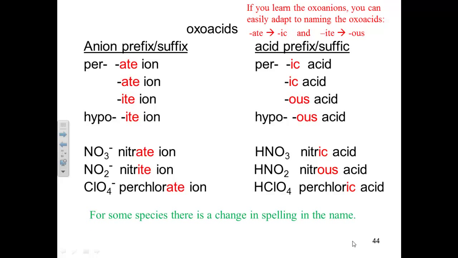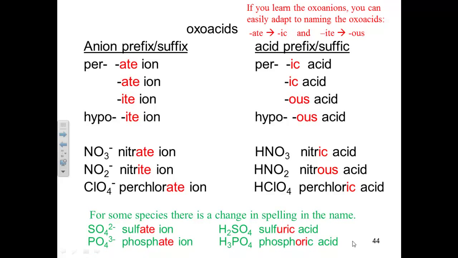For some species, there is a change in spelling in the name. SO42-, sulfate ion, I add the hydrogens, I end up getting sulfuric acid. PO43-, phosphate, phosphoric acid.